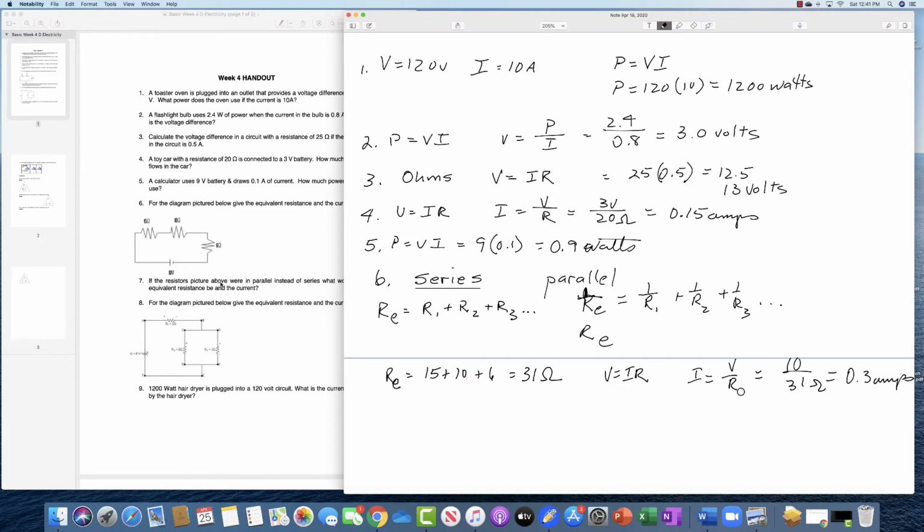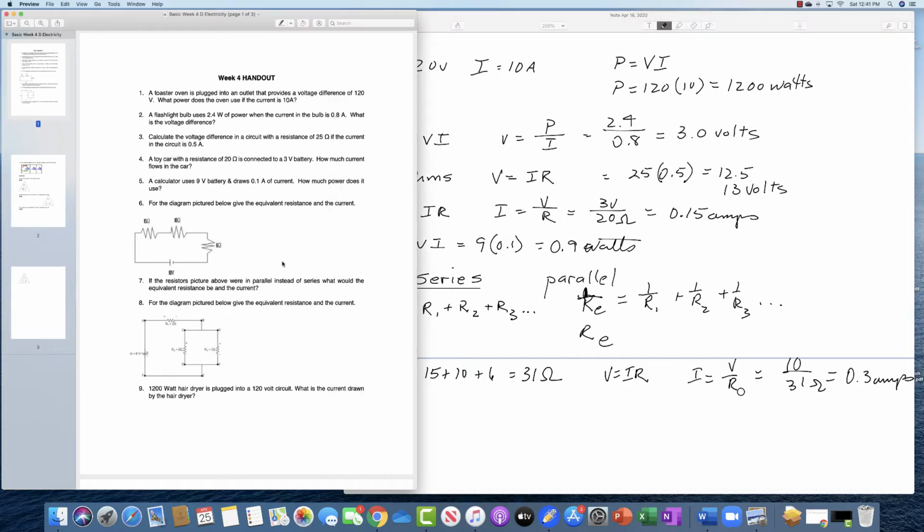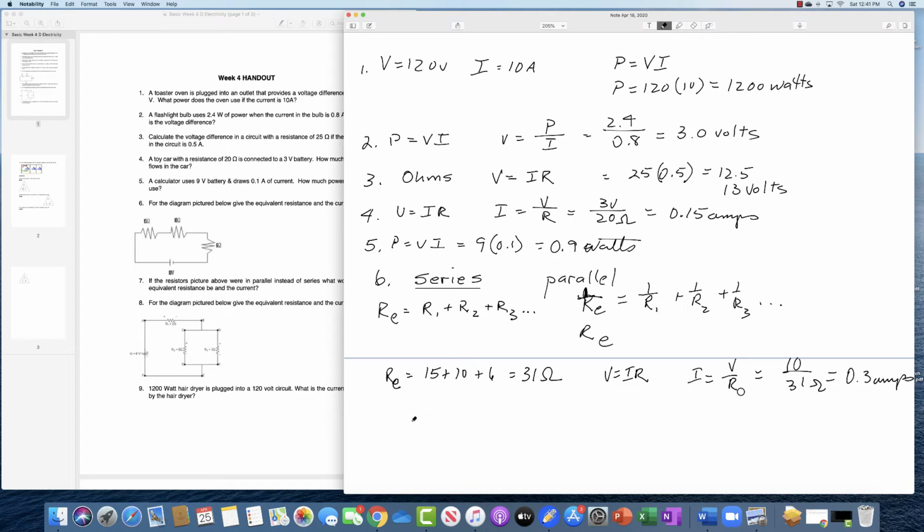Now the next question basically says, if this were in parallel instead of series, what would the equivalent resistance be and the current? Well, first of all, let me draw you what that would look like. You would have a 10 volt power source, and then you'd have a resistor here and a resistor here. And you can see why these are called parallel, because they're parallel to each other.